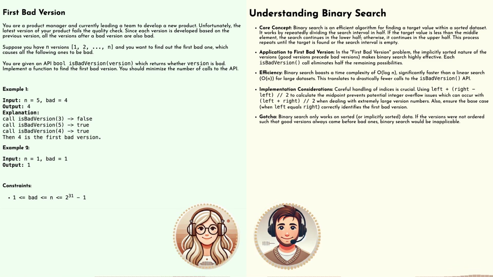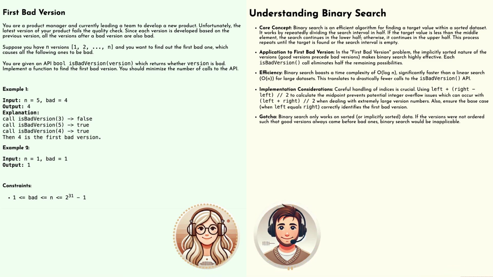So with each check, we eliminate half of the remaining possibilities. That's how we get that logarithmic time complexity, the O(log n). You got it. And to really drive home how much faster this is, think of it this way. If you double the number of versions, a linear scan takes twice as long. But with binary search, you only need one extra step to halve that search space again. That's the magic of it. Well, okay, you convinced me. Binary search is definitely the way to go for efficiency.